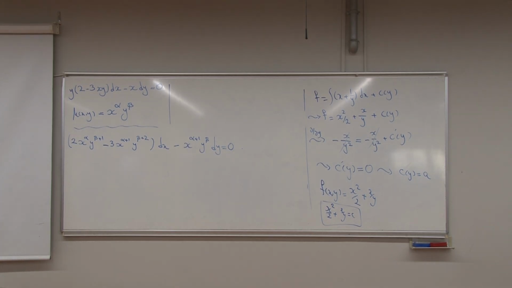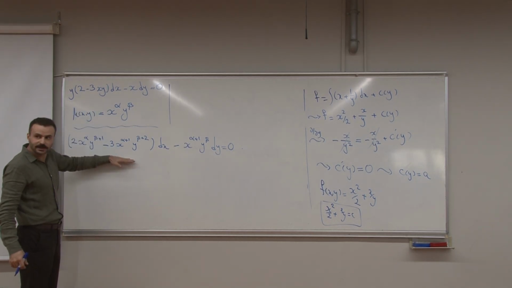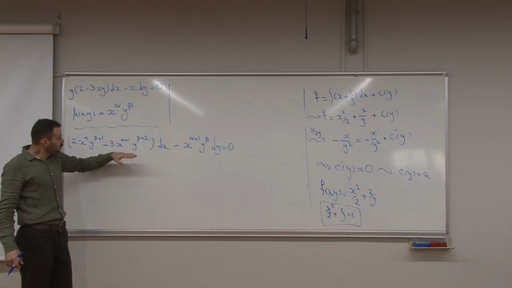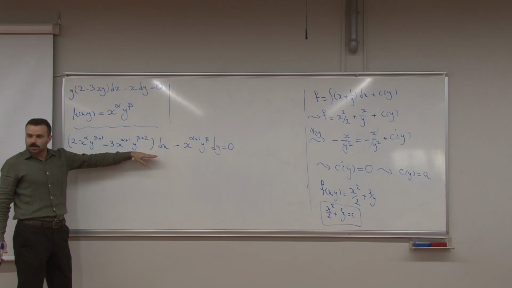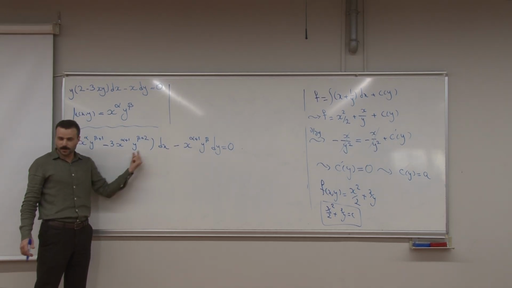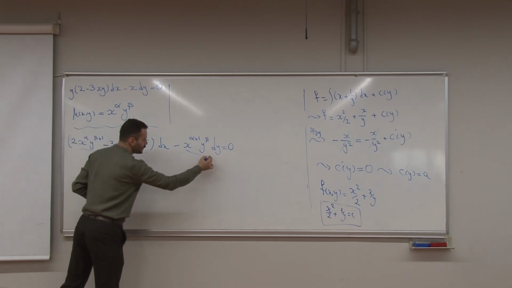We assumed that by multiplying this equation by this expression, we have an exact equation. So our assumption is what? This is an exact equation. So the derivative of the coefficient of dx with respect to y, let's call this M, and this N.